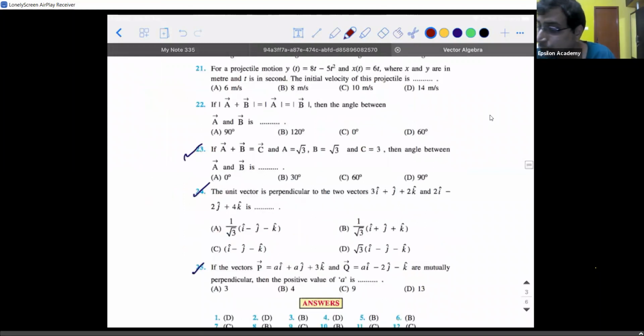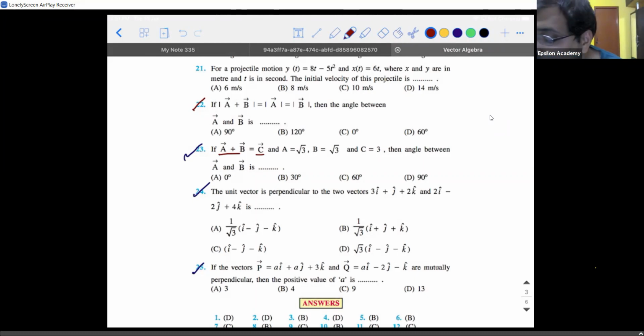Okay, 22nd is over, right? Let's take 23rd. If A vector plus B vector is equal to C vector, and A is equal to root 3, B is equal to root 3, and C is equal to 3, then the angle between A vector and B vector. This is also a good problem. Let's see how to solve.